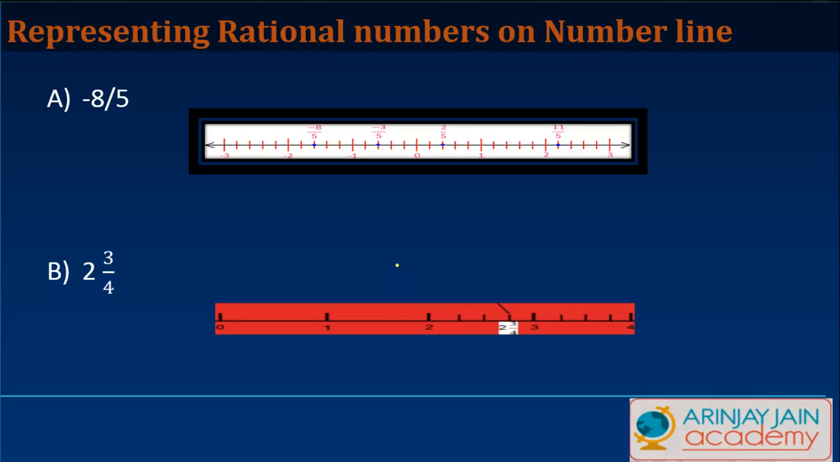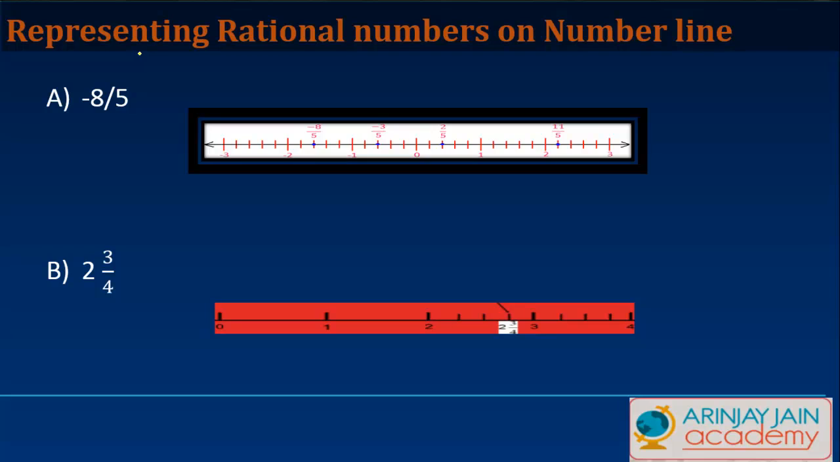In this video, I am going to explain to you how you represent rational numbers on a number line. Forget the number line that has been reflected here. First, let's focus on the number. The number that you have been given is -8/5.